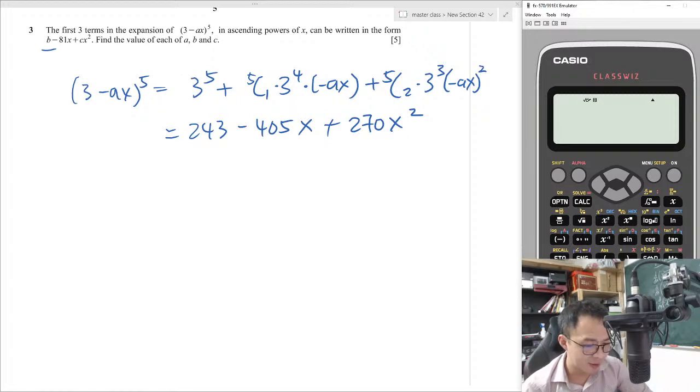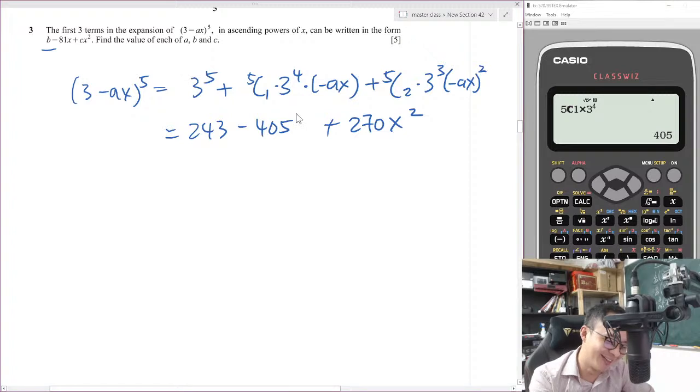It's kind of weird here. 3 to the power of 5, 3 to the power of 4 is 81, right? 5C1 times 3 to the power of 4. Yeah, I know after I divide by 5, I'll get negative 81, but where is my a? Oh, there's an a there. No wonder I found it a bit weird. So here it is like a squared x squared. Okay, now everything makes sense.